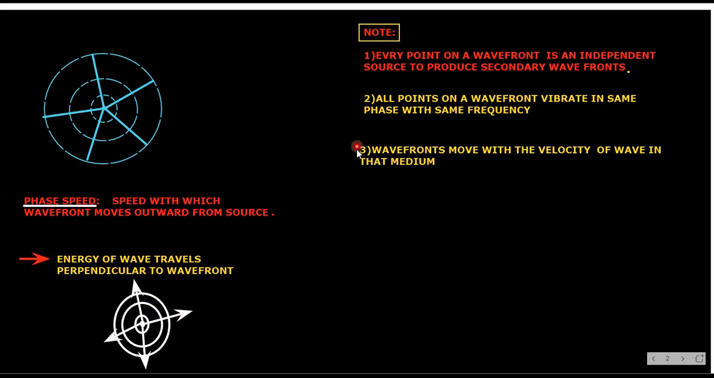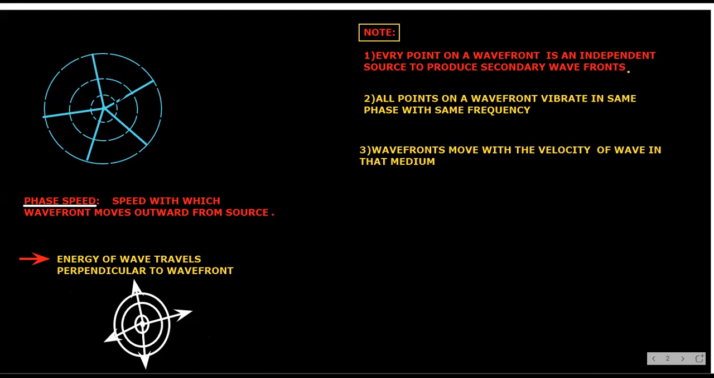Next, note points. I have given some note points for you. Every point on a wavefront is an independent source that produces secondary wavelets. What is the meaning? See here, this is now the wavefront. On this, there is a point, and again this point behaves as a secondary source which produces wavefronts again.